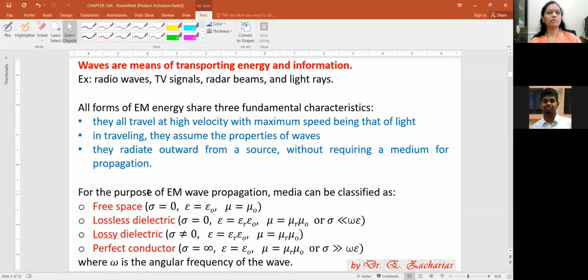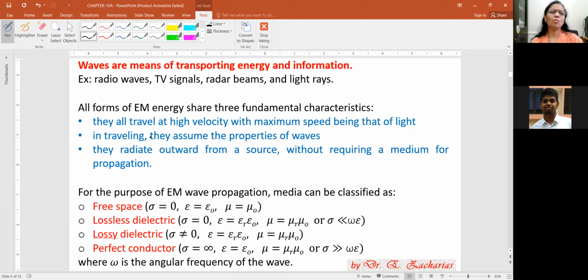Now, why are we discussing this? Why is this chapter there at all? This chapter is there simply because wave propagation is so important, because a wave carries information, it carries energy. How we use it depends on the frequency. When we are going to higher frequencies, we are talking of using electromagnetic propagation for transmission of information. Whereas when we are talking of low frequencies, we are mainly talking about transportation of energy. And I've given you some examples. Radio waves, for example, TV signal, radar beams. Radar beams, for example, are purely high frequency and are for information.